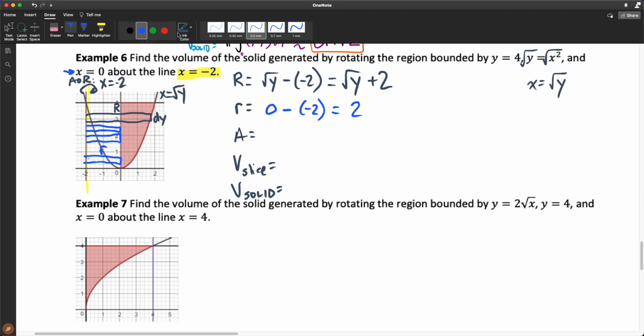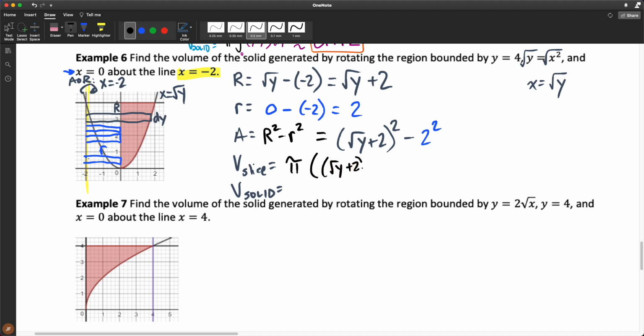All right, so area is big R squared minus little r squared. So our big R is root y plus 2. We want to square that and subtract our little r, which is 2, and square that. Okay, so the volume of a slice is pi times that difference we just found. So root y plus 2 squared minus, and 2 squared is just 4, times our height, which is dy. We're doing dy slices in this one.